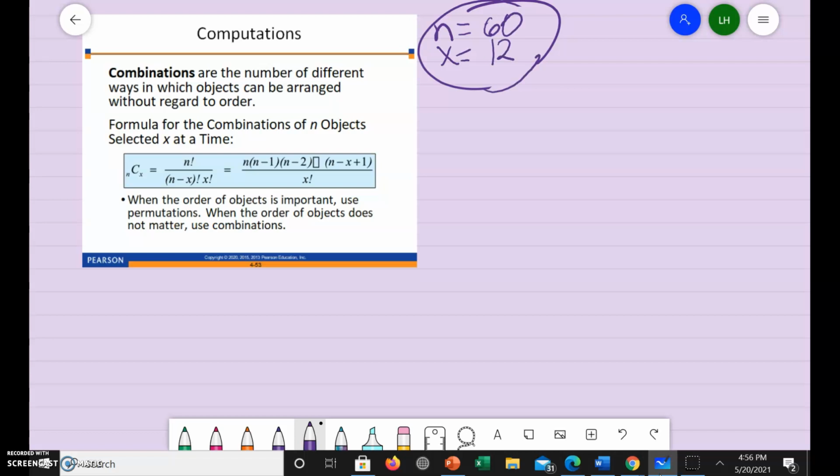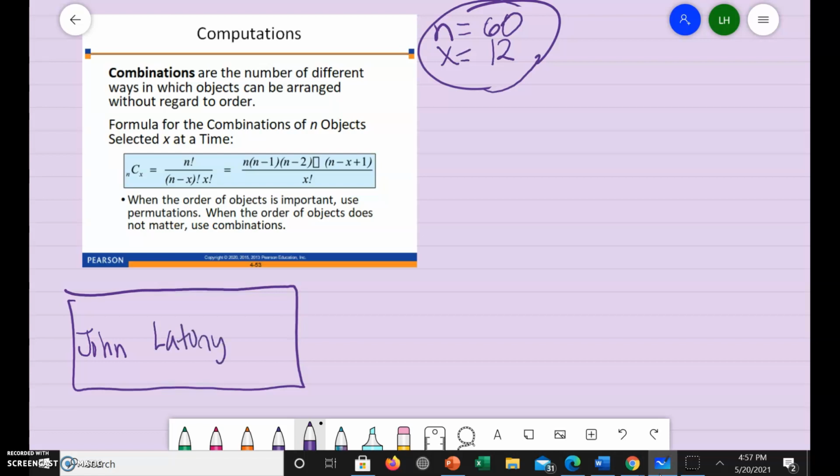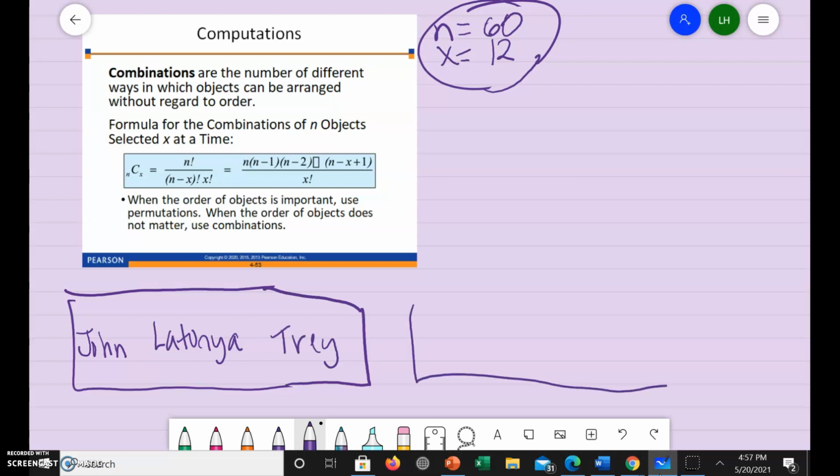Okay, so just to make sure, let's just say we had a jury of 3 people, and we had John, and we had LaTanya, and we had Trey. Okay, so if we had a jury of 3, well, what if we had Trey at seat number 1, and then John at seat 2 and LaTanya at seat 3?